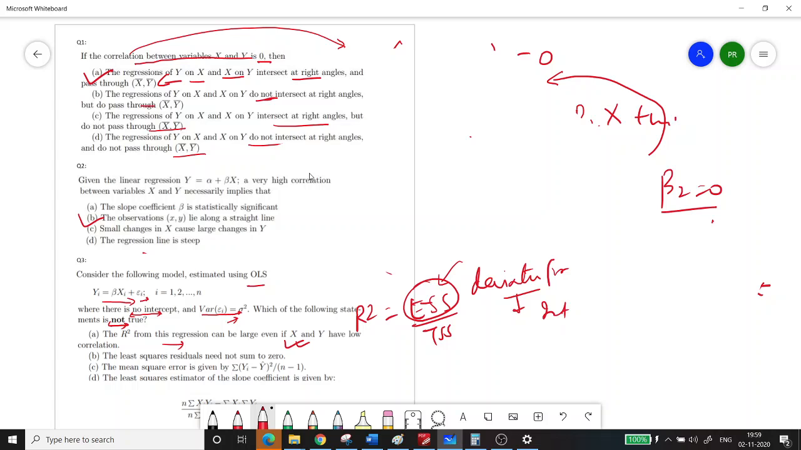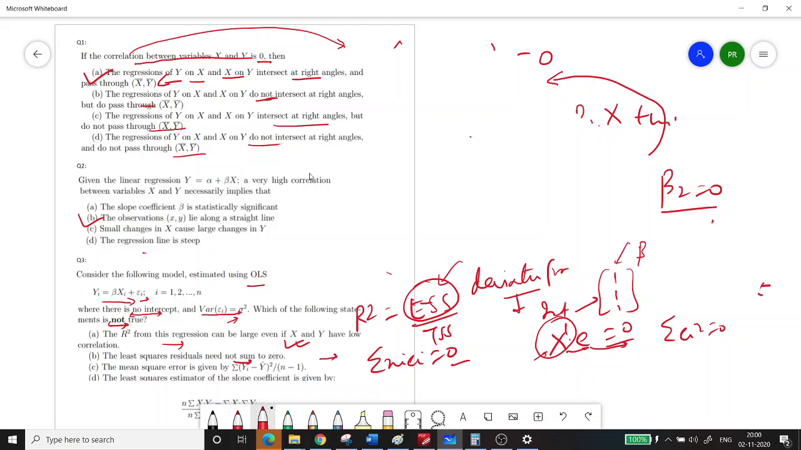The least squares residuals need not sum to zero. Again, this is if you follow the assumptions part, summation xi ei is equal to zero, और इसको हम matrix notation में X transpose e is equal to zero लिखते हैं. So the first column of X transpose is nothing but the column containing 1, right? And this is for the intercept term. So this necessarily makes the sum of ei go to zero.